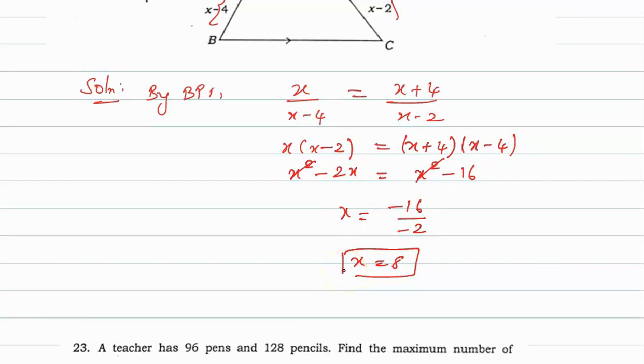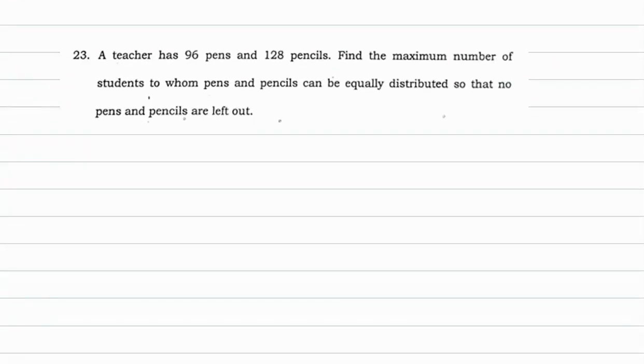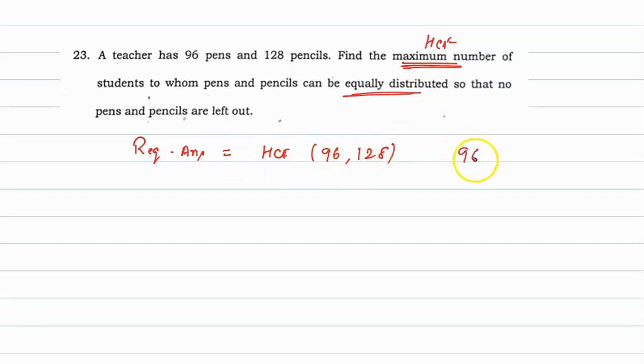Now I am going to take question number 23. A teacher has 96 pens and 128 pencils. Find the maximum number. As soon as the word maximum comes, you should know that should be HCF, and also equal distribution. Whenever the words largest, maximum, equal distribution come, we need to find out HCF. Therefore the required answer for this is HCF of 96, 128. For this I am going to find out the prime factorization of 96 and 128.